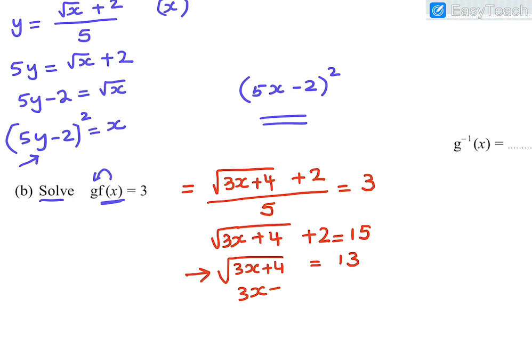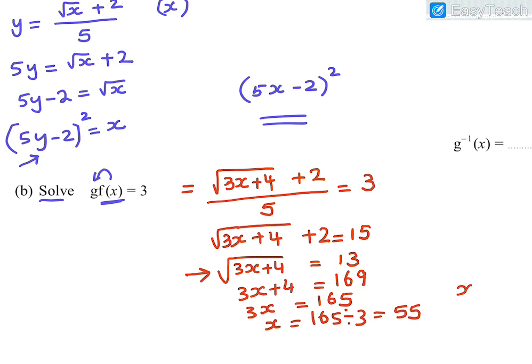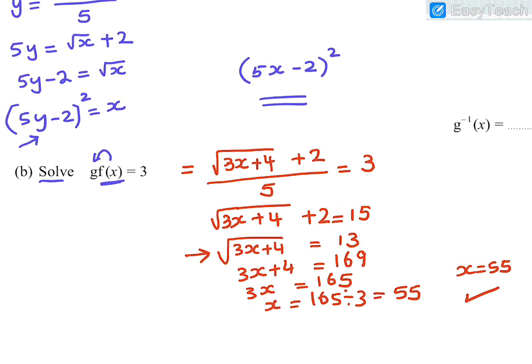Now square the other side to remove this square root. So we got 3x plus 4 equals 13 squared is 169. Now take away 4 from both sides. 3x equals 165. Now divide by 3 should give us x equals 165 divided by 3, which is 55. So x is 55 in this part. So that is nice and easy, 4 marks.